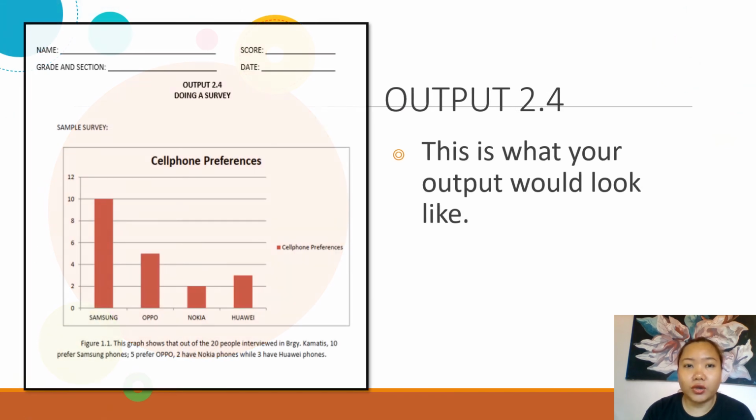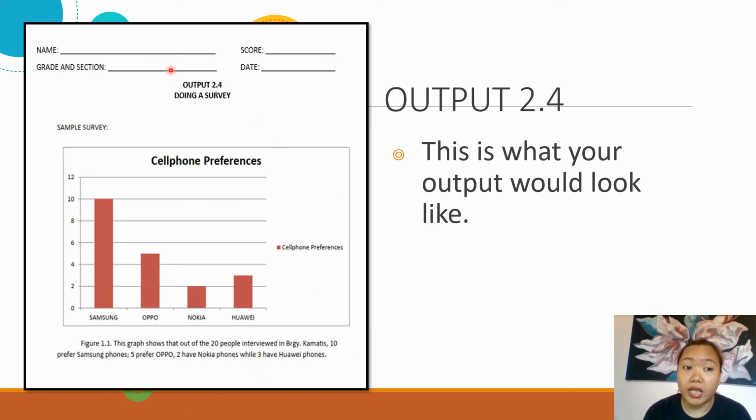Okay, so this is what your output would look like. So, of course, the format should be uniform, no? I think I was able to print this. And then at the back is a nice space where you can draw your output, no? So, you can do that. You can also make a different one wherein you can be creative. That's fine too, no? But the point there is the pattern or the format is the same.